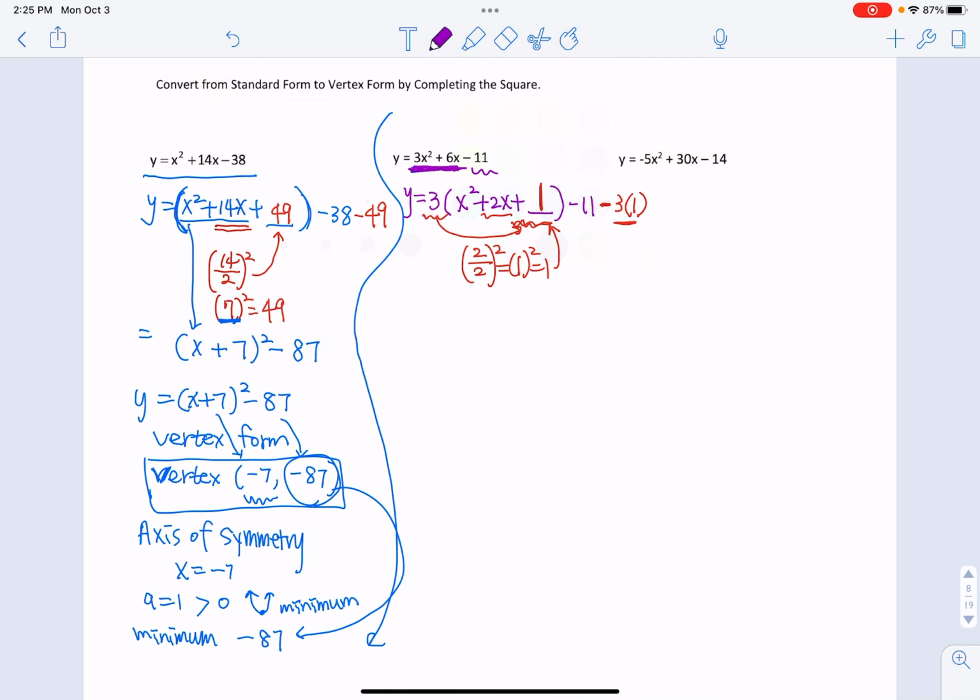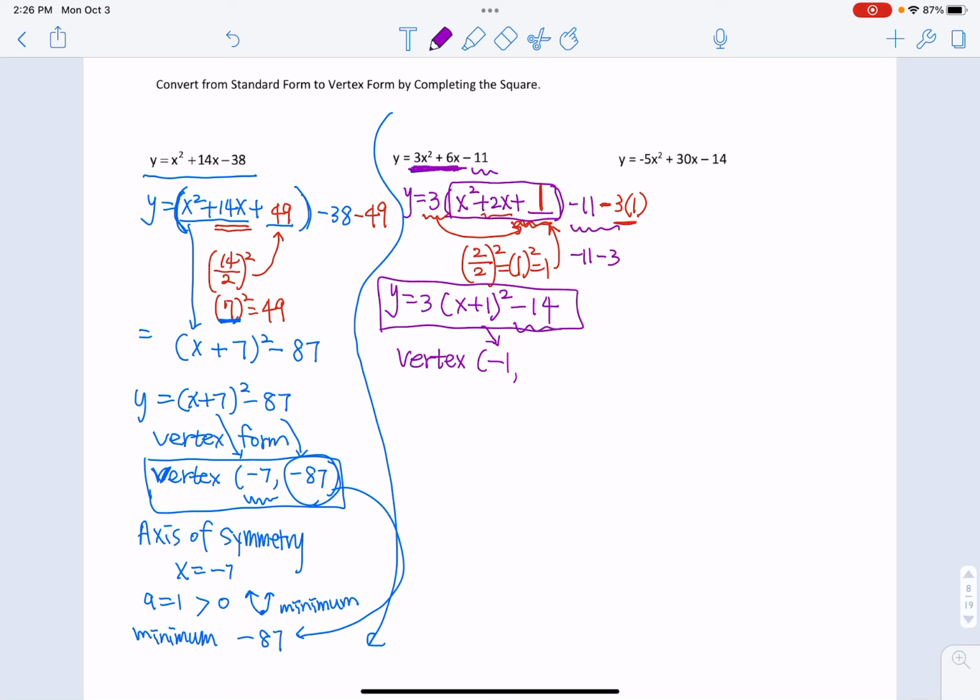And then if you rewrite y equal to 3 inside the parentheses here, if you want to make a perfect square, (x + 1) squared. And if you simplify this one, this is negative 11 minus 3, so it's negative 14. And the vertex from this one will be negative 1. You always write the opposite inside the parentheses as the vertex. And then the y value will be negative 14, same. And the axis of symmetry will be the x value of the vertex, so x equal to negative 1.